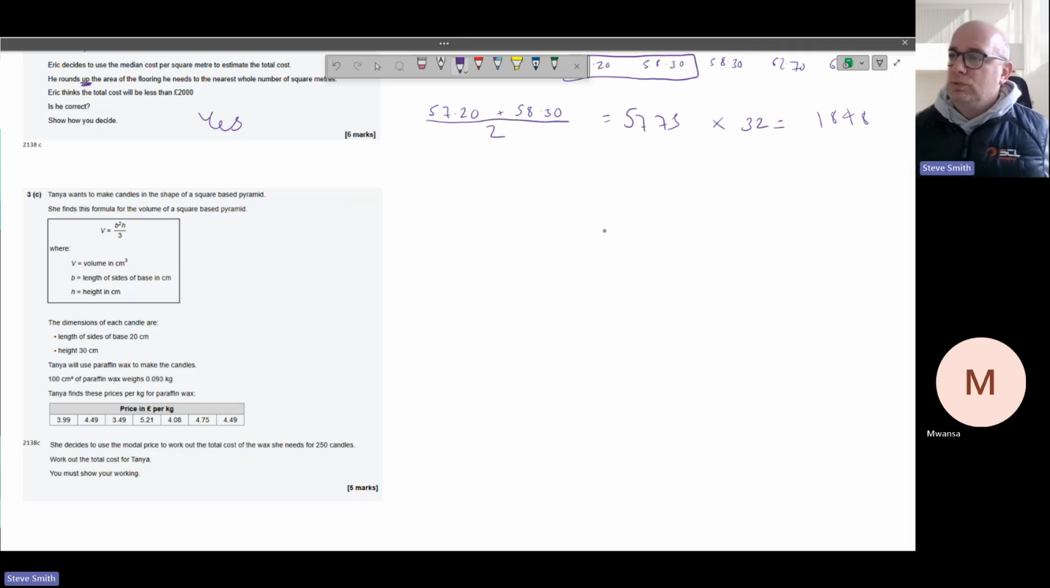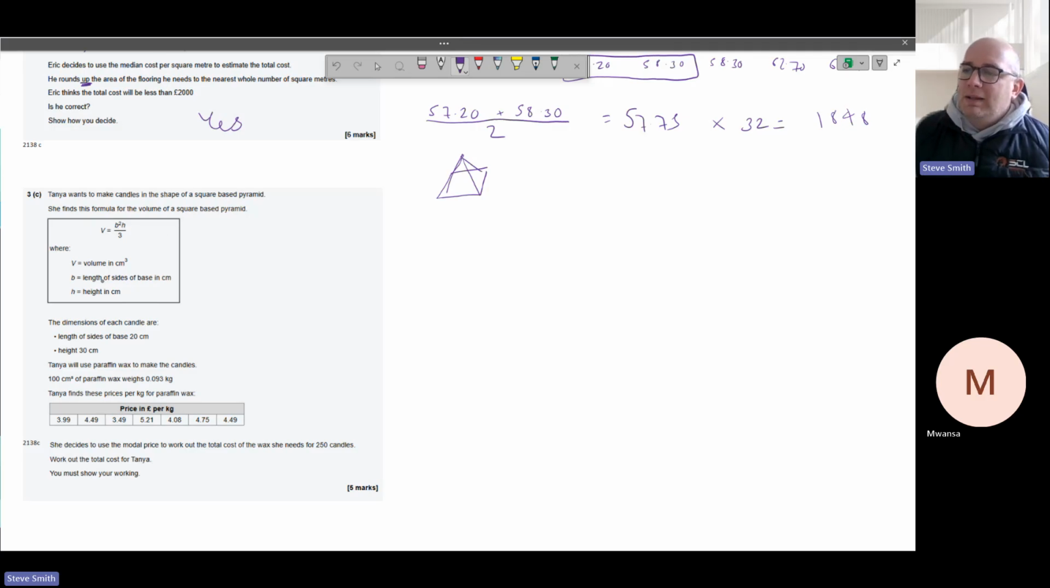Tanya wants to make candles in the shape of a square-based pyramid. I'm not very good at drawing a square-based pyramid. Candles, square-based pyramid, and she's going to work out the volume using this formula. We've not had to remember a formula for a square-based pyramid. Why would you? We've got it already written here, and you can see that the dimensions of the candle are length of each side 20, height is 30, so we can do it straight away.